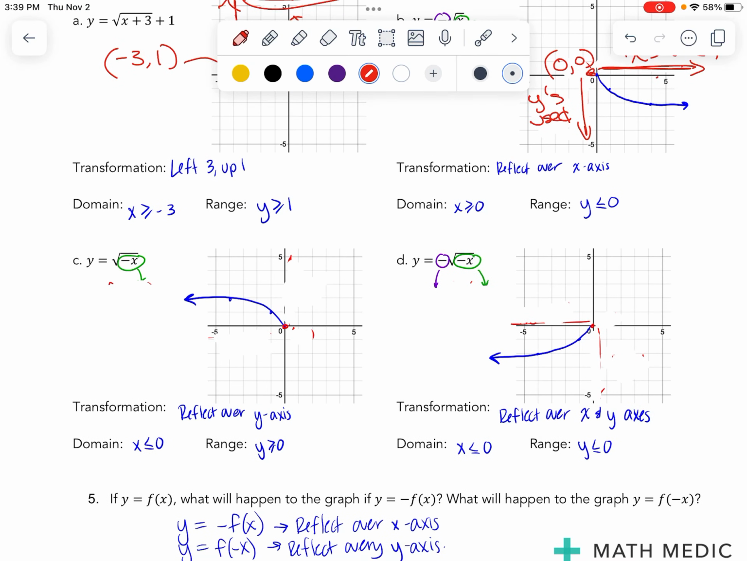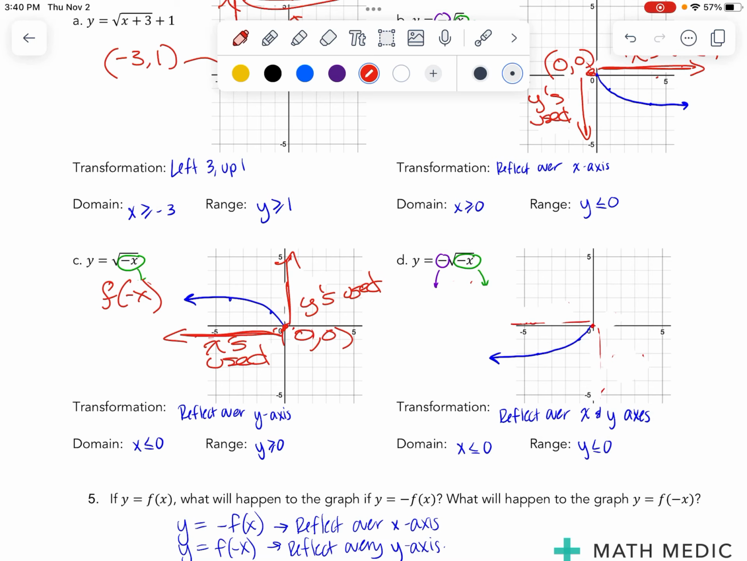All right, now here on C, I am negating inside the house. So that's f of negative x. So that's inside the house. And if it's inside the house, it has to do with the y-axis. So I'm taking my x values and I'm flipping them over. So these are now my x's being used, and these are my y's being used. Once again, my starting point for this is 0, 0. Okay? So this is going to be a reflection over the y-axis.